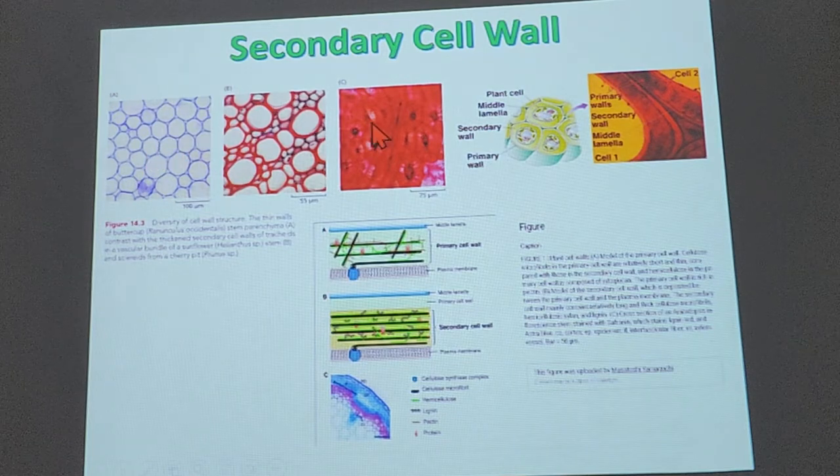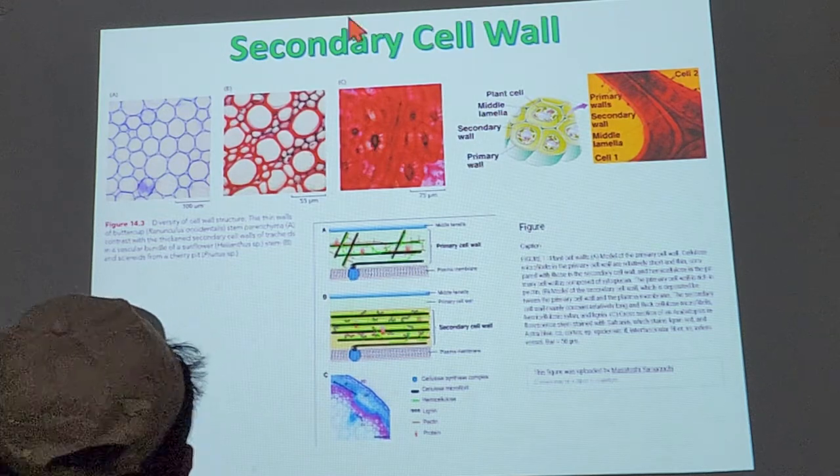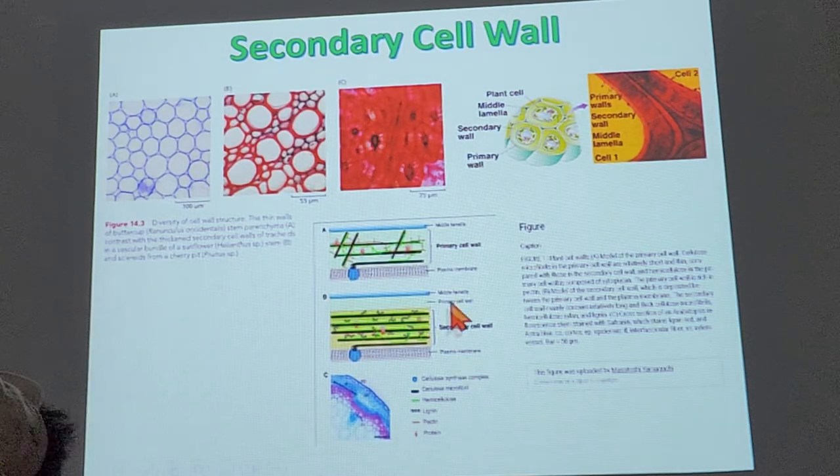The difference of the color shows you that this is a type of staining. Actually, some amount of material is present in the cell wall. It's called lignin. Okay. Primary cell wall usually does not have much lignin in it. That's why in this picture you don't see red. In this picture, it's highly lignified. That's why it becomes red. Right?